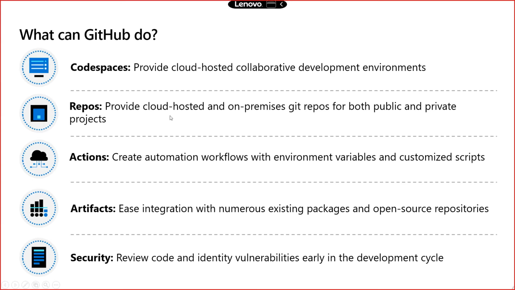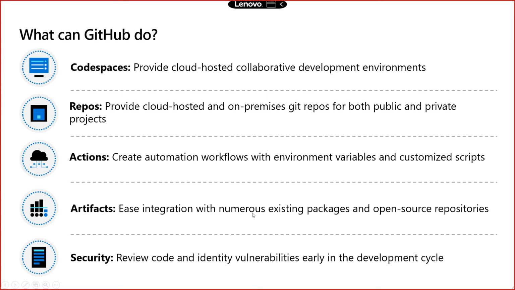We have repos where you can store your repository or projects. Both private and public projects are available, which you can host. Actions are similar to your build and release pipeline. Basically, you can build, release and deploy your applications. That is called GitHub Actions as well.